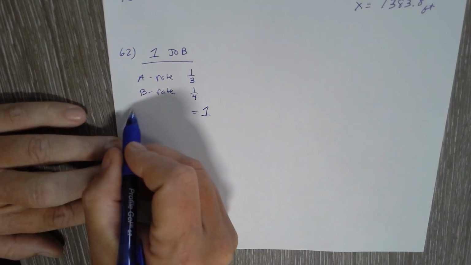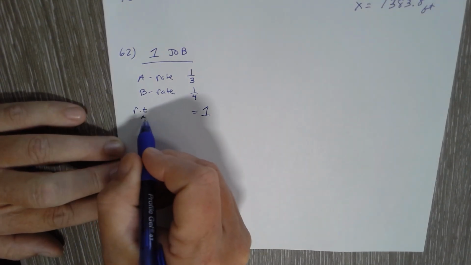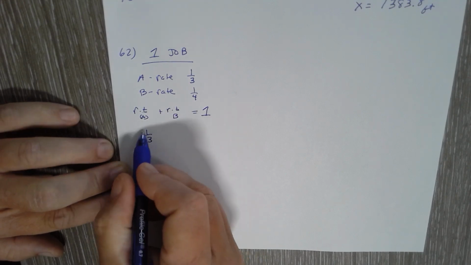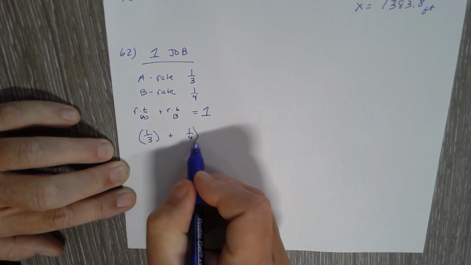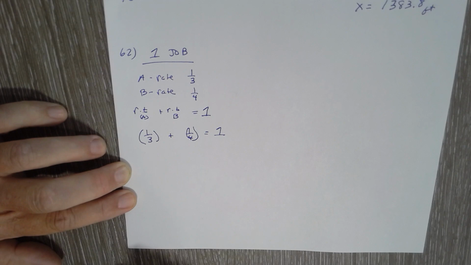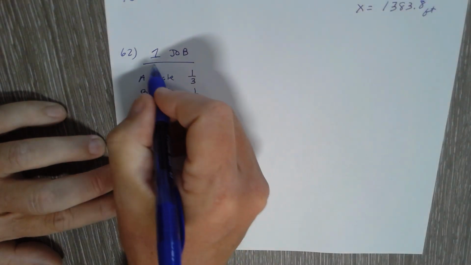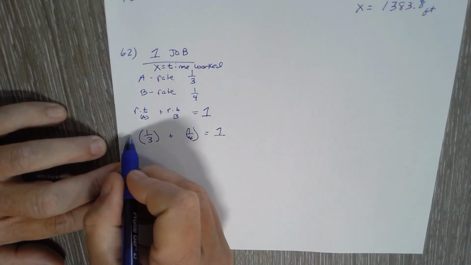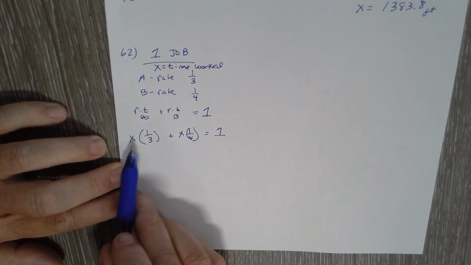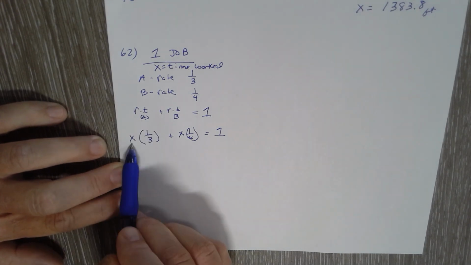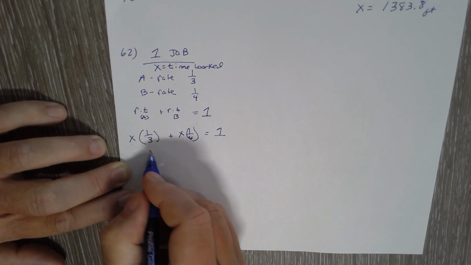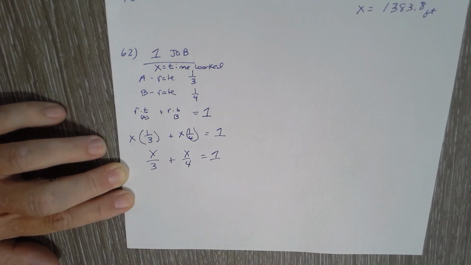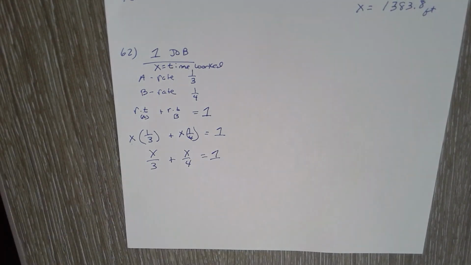Well, I'm going to take the rate times the time of A plus the rate times the time of B. So the rate is 1/3, okay? And the rate is 1/4. Well, the nice thing about it is they started at the same time. So if I let X equal the time worked, I just put an X in front of both of those. So the rate times the time. The rate is 1/3, the time is X. The rate is 1/4, the time is X. So I end up with an equation like this. X over 3 plus X over 4 equals one job. Now again, I'll pause it out, solve it out, and then come back to explain.